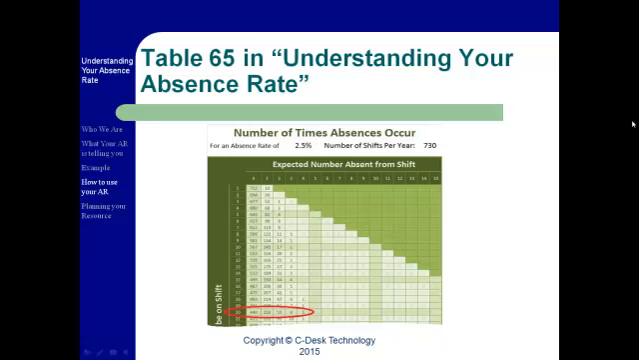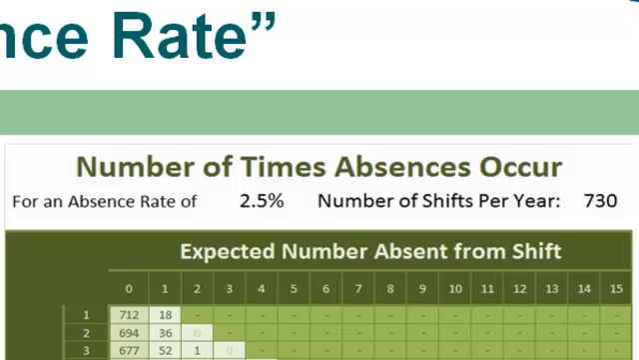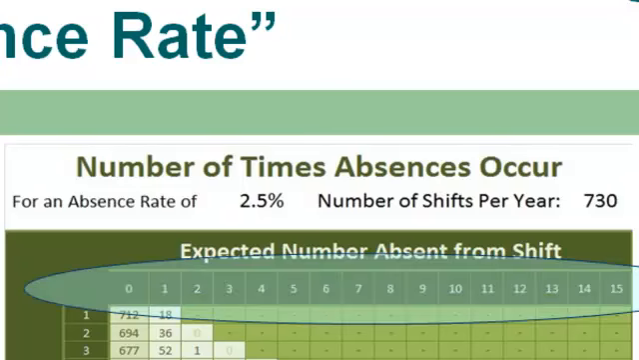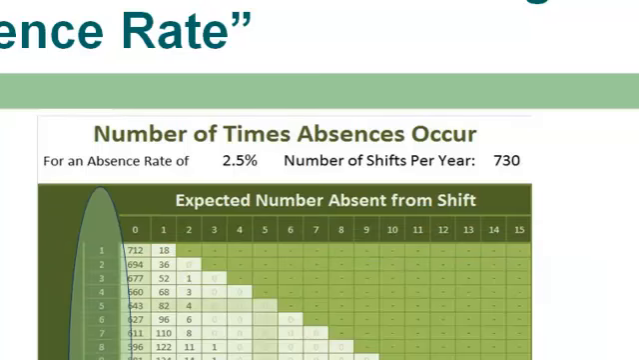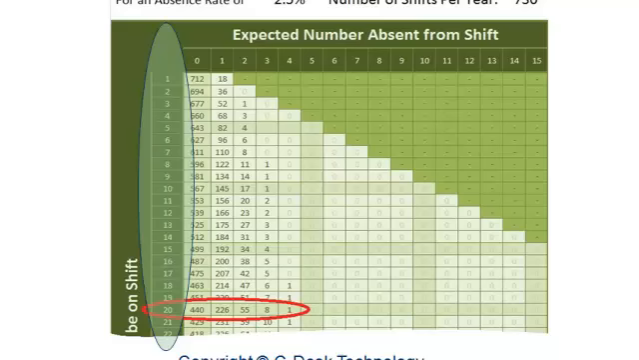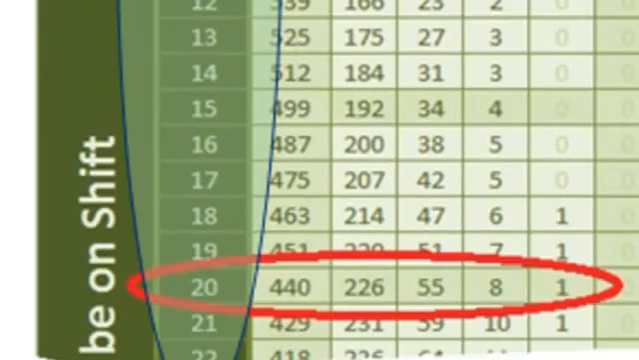So if there is always one extra person on shift, how many times per year would you expect to have the correct staffing level? This figure shows an extract from table 65 from my ebook, Understanding Your Absence Rate. This figure shows what would happen if absences occurred randomly, and you had an absence rate of 2.5% and operated a 24/7 shift pattern using 12-hour shifts. Across the top are the number of people you would expect to be absent on shift. Down the side are the number of people on shift. Hence we are looking to see how many people would be off if there were 20 people on shift. We go down the rows till we get to 20 on shift.